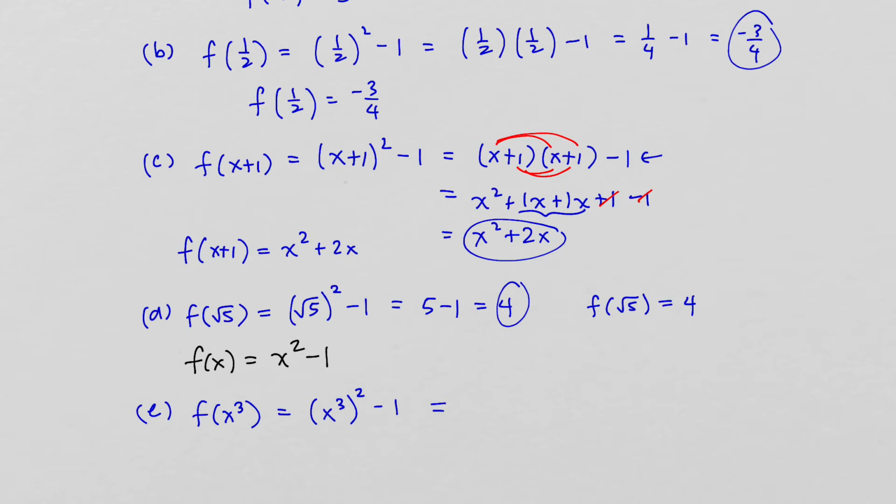And then we can use properties of exponents. When you have a power to a power, you multiply those powers, and that gives us x to the 6 minus 1. Okay, so f of x cubed is x to the 6th minus 1. So again, the takeaway here is that when you plug a number into a function, you get a number. When you plug a variable into the function, you get a new function.